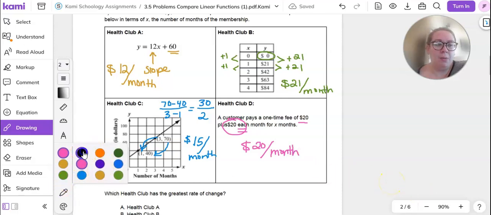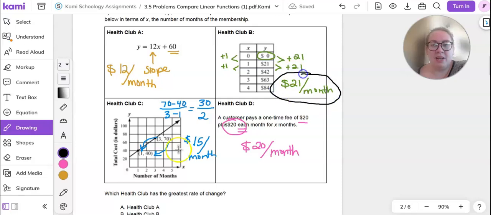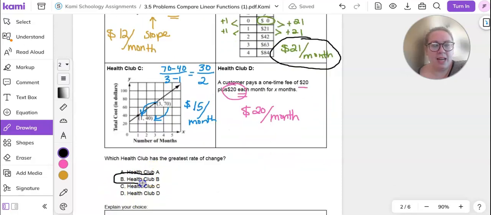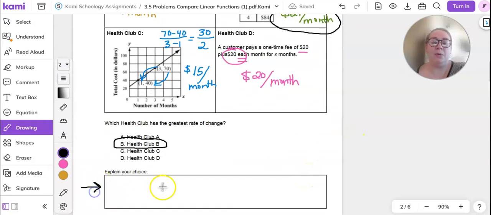Looking at these 4 options, our biggest one is Health Club B, which has a rate of change of $21 per month. Again, take a second to put that in a sentence explaining your choice. How did we pick that? What did we have to look for in each health club? What were the options we got and what was our solution? Beautiful.